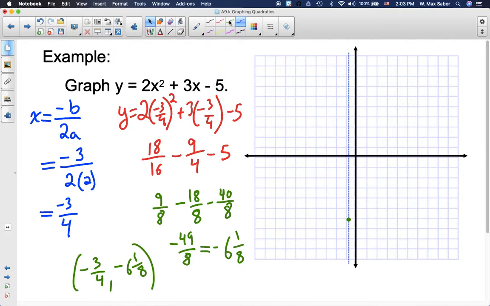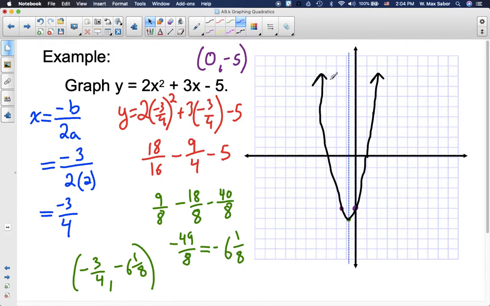Our y-intercept is pretty easy. It's 0, -5. 1, 2, 3, 4, 5. We can also reflect that. That's 3/4 away from the axis, so we can go another 3/4 left of the axis. And now that's enough to start a graph. It's not going to be perfect, but here's an approximation of what that graph is going to look like. The more detail you want, the more points you're going to pick before plugging in. But this is the minimum to graph the vertex and one other point reflected across the axis.